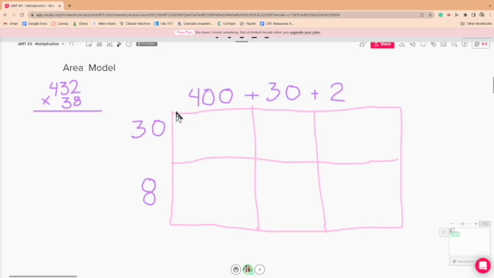So I'm going to start off right up here with 30, and then we're going to multiply that by 400. And I'm going to write my answers in green. So 30 times 400 is going to be 12,000.